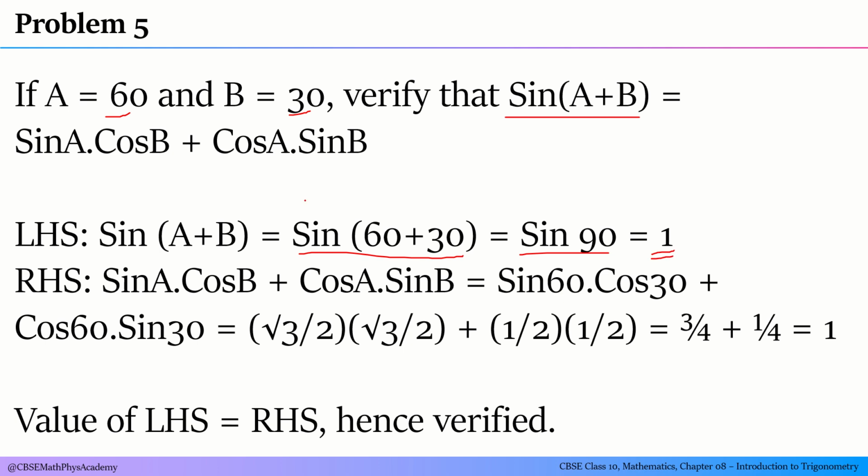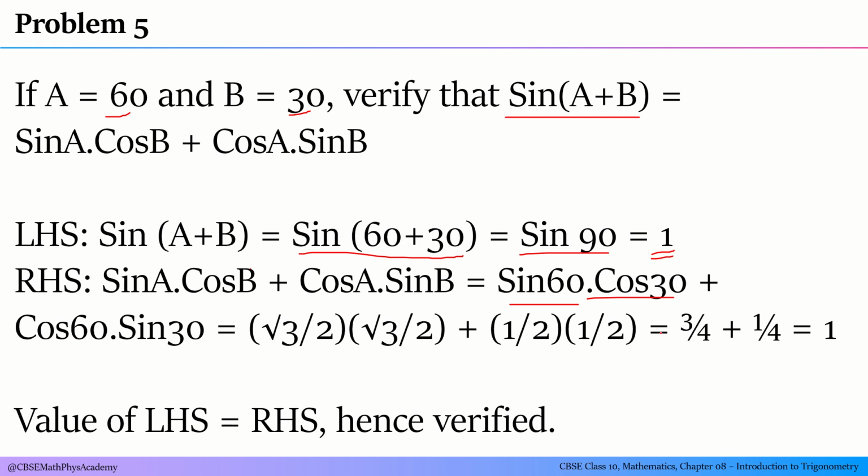Let us pick up the equation on the right hand side. The right hand side is sin A cos B plus cos A into sin B. So I am going to substitute the values of A and B here. Sin A is sin 60, cos B is cos 30, plus cos 60 into sin 30. Next step, you need to substitute the values of whatever ratios you have. Sin 60 is root 3 by 2 and cos 30 is root 3 by 2. Plus similarly, cos 60 is half, sin 30 is half.